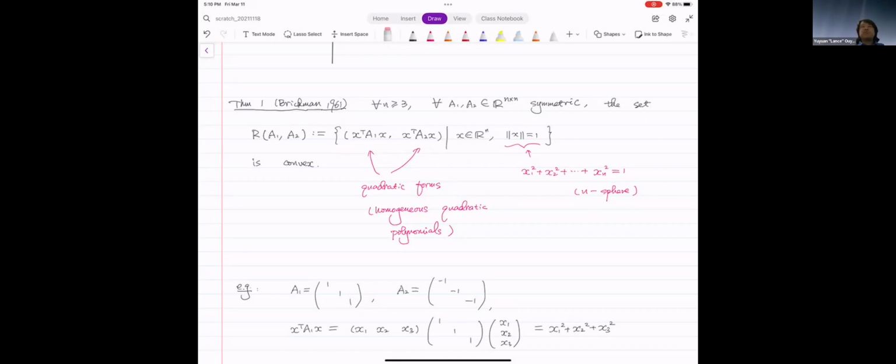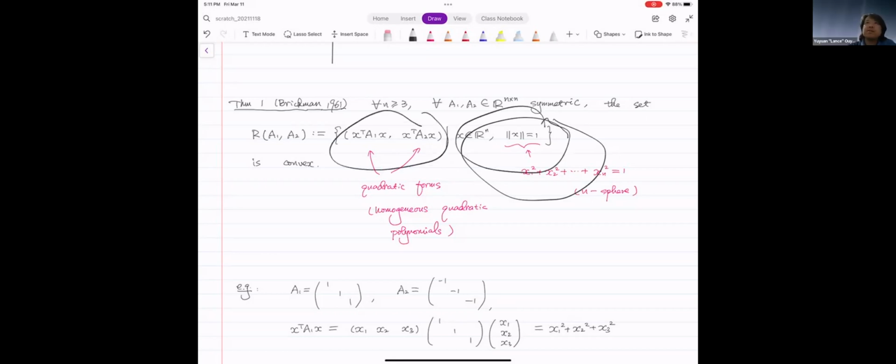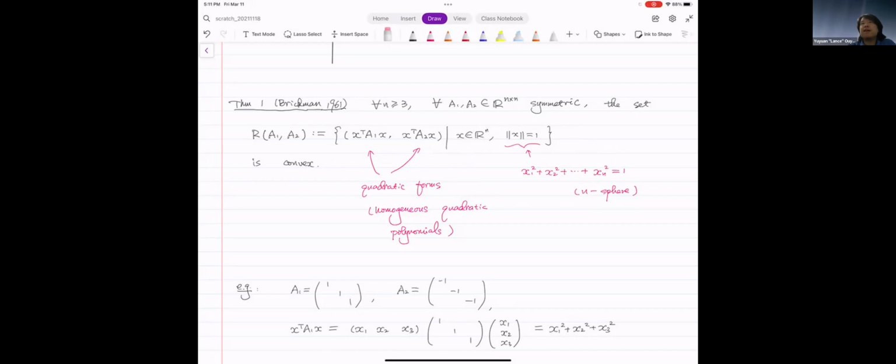Now let's try to absorb and digest what this theorem is about. This theorem is basically saying that if I look at all the points on the sphere, and I consider a map from the sphere to this two-dimensional set, and the map is defined by quadratic forms, quadratic maps, then the two-dimensional set I obtain at the end is going to be a convex set, and that's it. Let's take a look at very simple examples just to understand what this theorem is about.